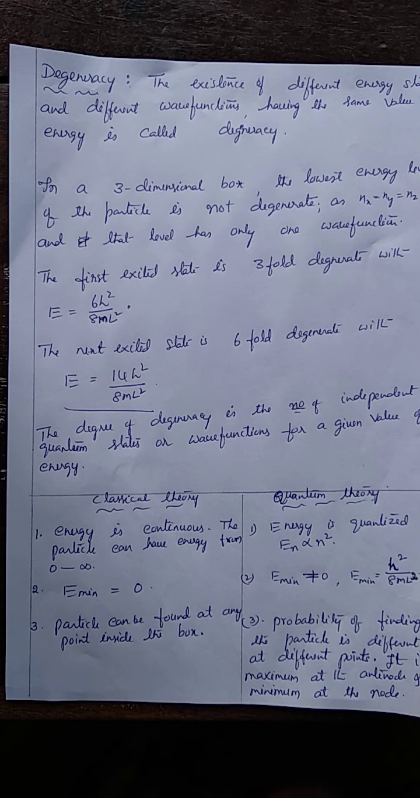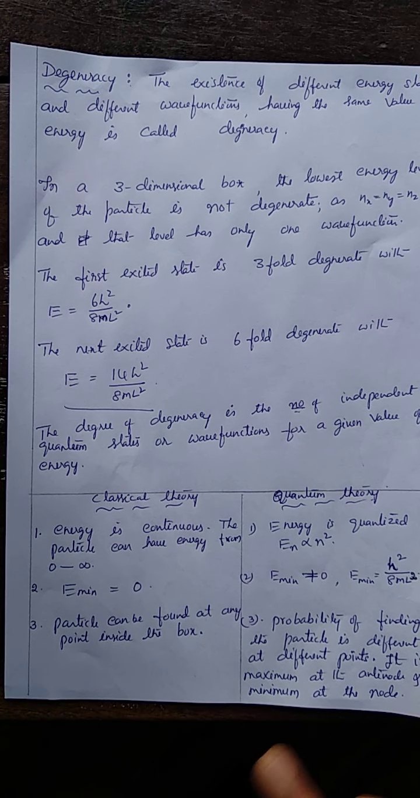In a standing wave, also called a stationary wave, there are points known as nodes and antinodes. Nodes are the points where the displacement of the particle is 0. Antinodes are the points where the displacement is maximum. So in quantum theory, the point where the probability of finding the particle is maximum is called an antinode, and the point where the probability is 0 or minimum is called a node. This is the difference between classical theory and quantum theory. With this, I stop here.